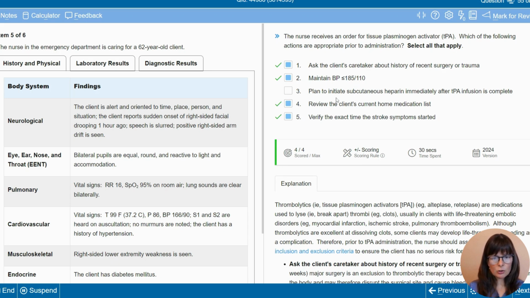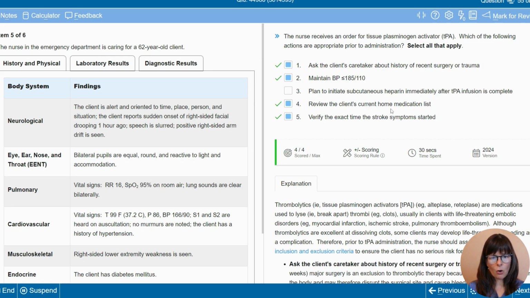Now, it says also plan to initiate subcutaneous heparin immediately after TPA infusion is complete. We are going to initiate heparin therapy, but not until 24 or 48 hours after the TPA has been completed because, again, of the high risk for bleeding.